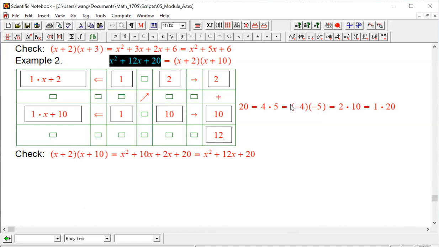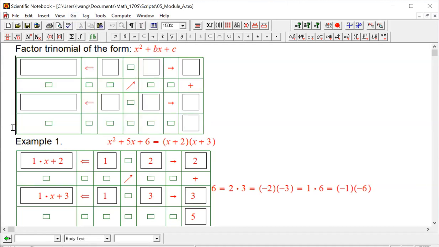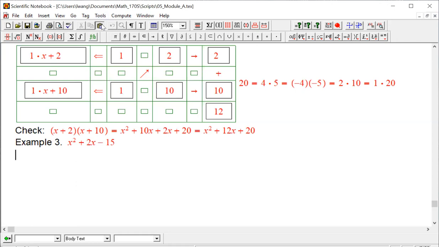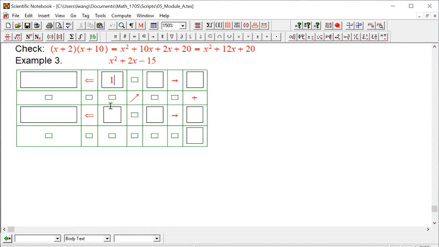Okay, example number 3. For example, suppose we have x squared plus 2x minus 15. Okay, so we're going to factor them using the same board game. And number 2 is the number to match, right? So we're trying to match number 2. And 1 equals 1 times 1.